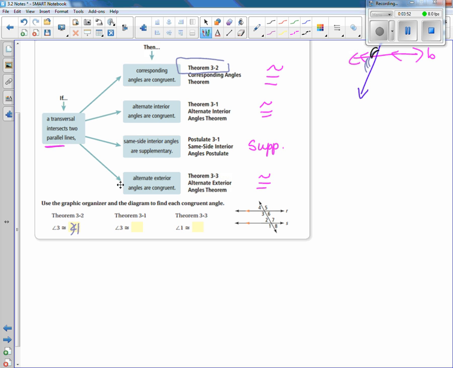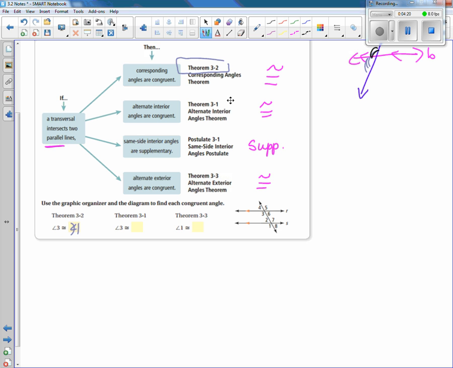Very good. Because angle 1 is in the same location on a different intersection. Notice that angle 3 is in the bottom left position of this top intersection. So when we get to the bottom intersection, in order to find a corresponding angle, we're looking for the angle that is also in the bottom left position. Okay? Let's look now at theorem 3-1.